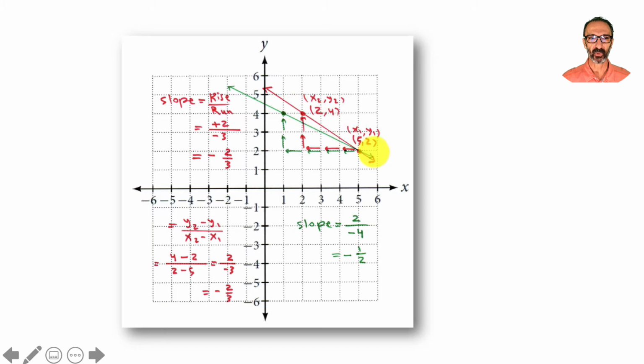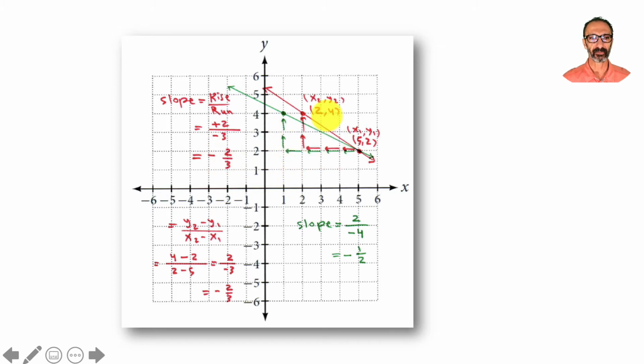For the red one, we're going from 5 back, let's say, to 2. So we're going backwards 3 units. That's running negative 3. We're rising 2. That's positive 2. And we prefer to put the minus up front, so it's negative 2/3 simplified.